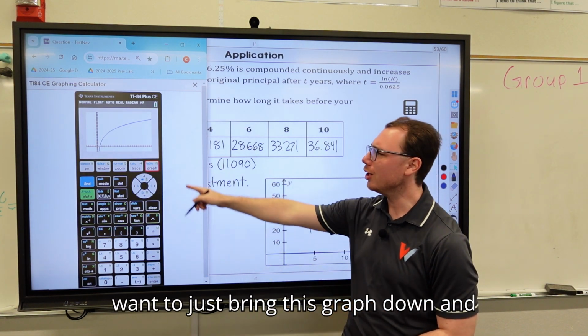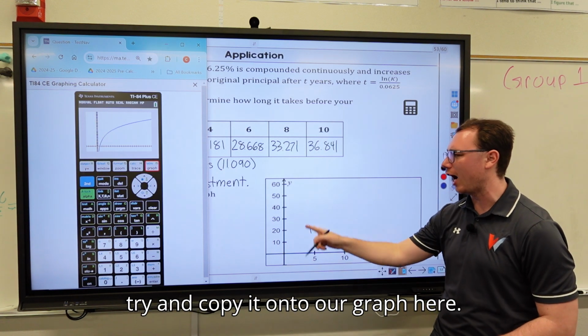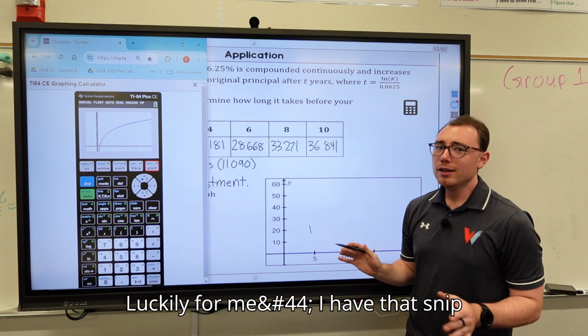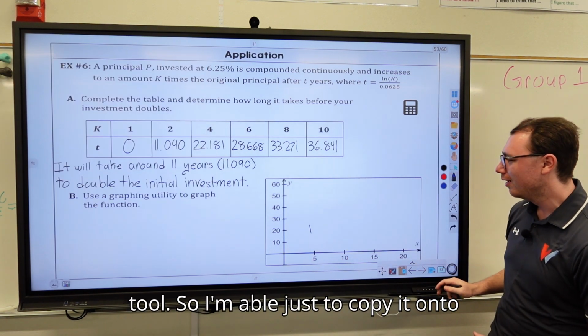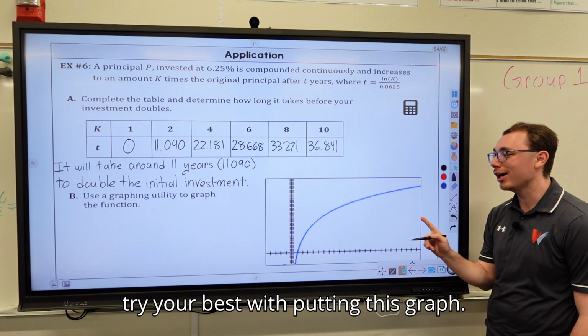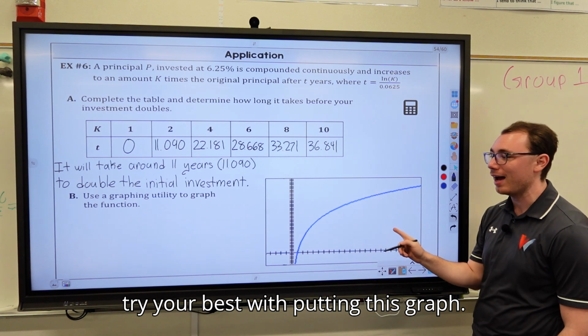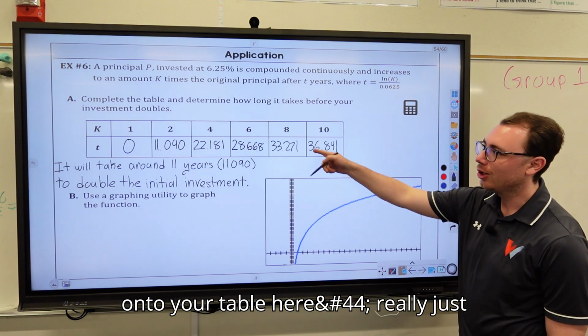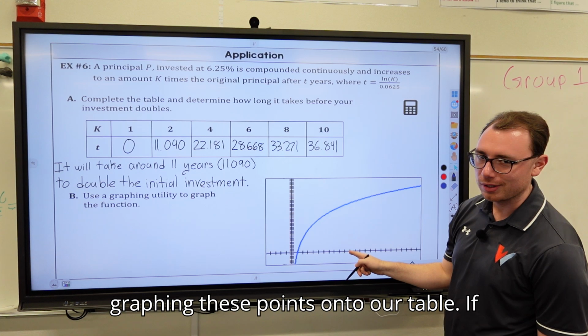In part B, we want to bring this graph down and copy it onto our graph here. Luckily for me, I have that snip tool, so I'm able to copy it onto the graph right here. I want you guys to try your best with putting this graph onto your table here, really just graphing these points onto our table.